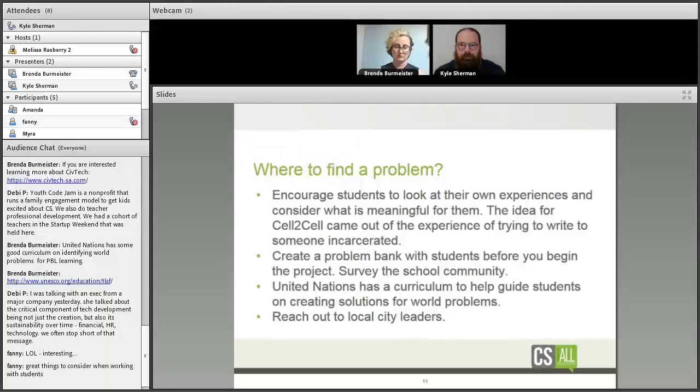And you can always just do general searches. You can go to the United Nations. They have a curriculum to help guide students on creating solutions for world problems. If you want to make this more of a hypothetical, worldwide thing, you can surely pull a world problem. There are plenty of problems in the world they can pull from, and still go through the same process, learn the same things needed in terms of brainstorming, collecting data, finding out how feasible it is, and what steps are needed to actually make it work. Even if you're working on a fictitious problem, the learning is still there.